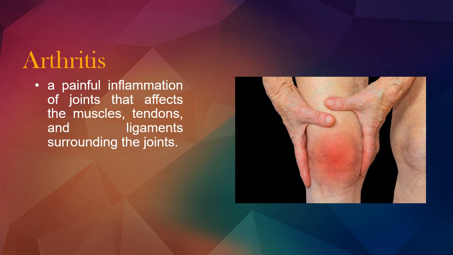Next, arthritis. A painful inflammation of joints that affects the muscles, tendons, ligaments. Okay? Surrounding the joints. So, that's arthritis. Namamaga yung mga kasukasuan, yung mga joints. Joints connect one bone to the other bone. Okay po? So, yung sa siko, sa tuhod, sa mga daliri. Okay? So, if you have arthritis, masakit na namamaga ang mga joints.